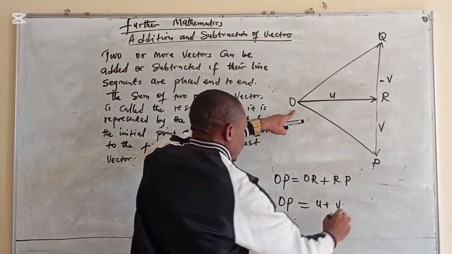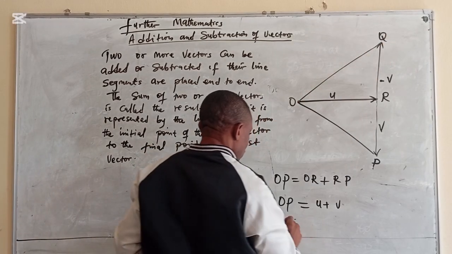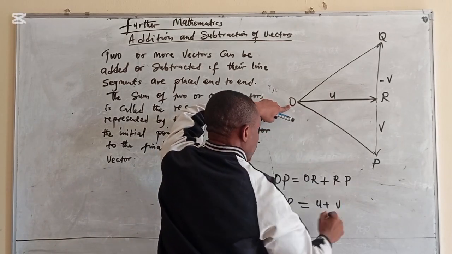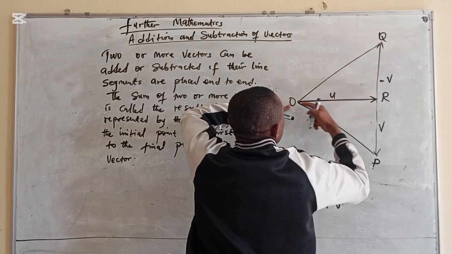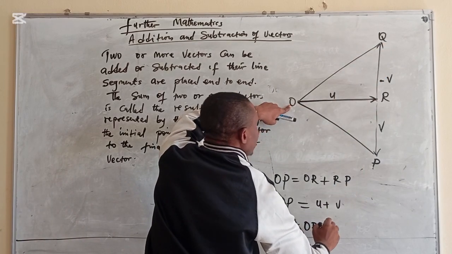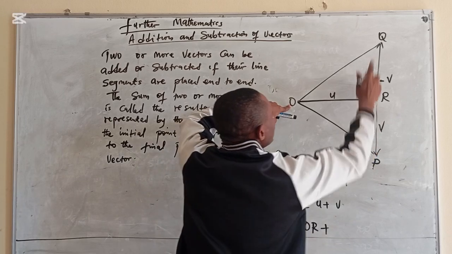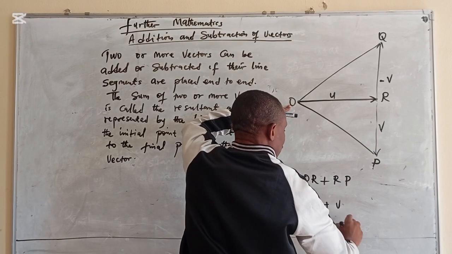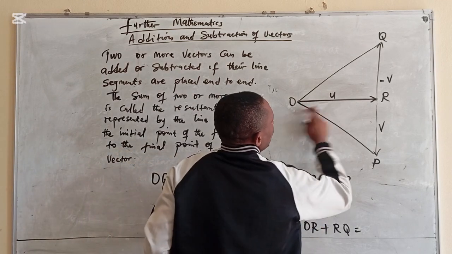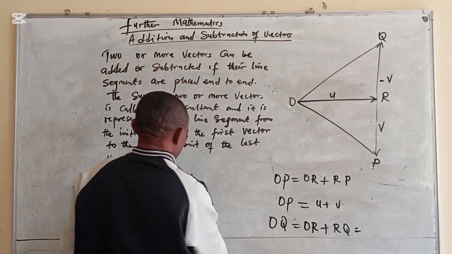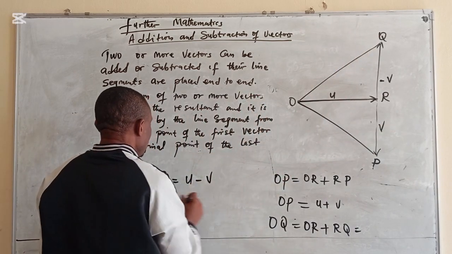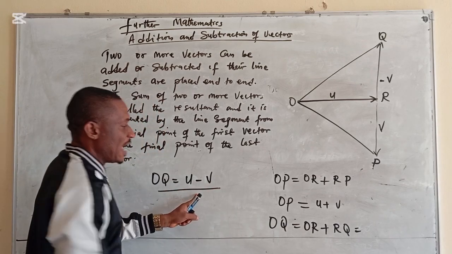Then if I say OQ, what will OQ be? How can we go here? We can go here too by moving from here to here. So we have it as OR plus what? RQ. OQ is OR, which is U, plus RQ, which will be minus V. So this is the subtraction, and this is the addition.